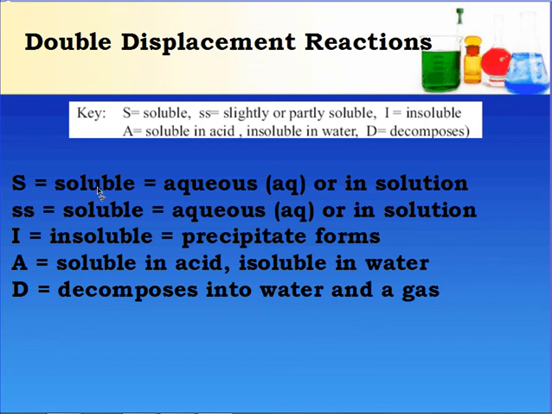What that means is we're not seeing a precipitate forming. I is insoluble. That means that a precipitate is formed and that we have a chemical reaction occurring. A means soluble in acid but insoluble in water. So if something is soluble in acid, that means it goes into solution, but in water it does form a precipitate. And D decomposes into a water and a gas.